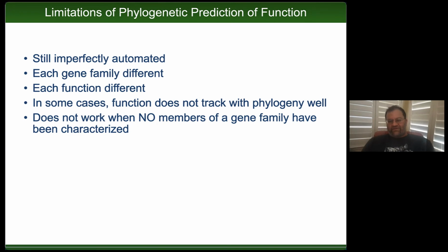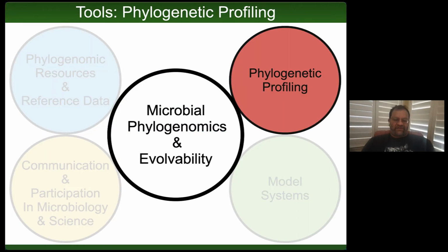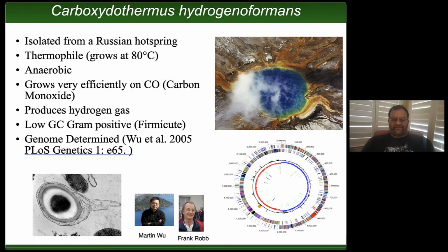But there are a whole suite of tools that you can use to predict functions for genes, even when no members of a gene family have been characterized. And these have generally been referred to as non-homology functional prediction methods. And we've worked on these a little bit in my lab over time. And what I want to show you is really an example of one of them that we've used, phylogenetic profiling. We didn't invent this method, we just used it. But I just want to show you at the end how phylogeny can be particularly helpful here.